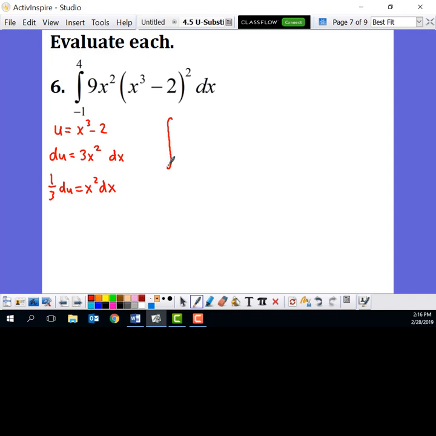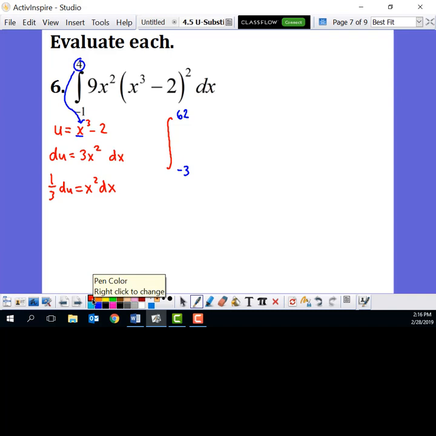I'm going to rewrite it in terms of u and du, and I'm also going to adjust the upper and the lower bounds. Okay, the upper bound I take 4, and I'm going to drop that in for x. So 4 to the third power is 64. 64 minus 2 gets me 62. To find the new lower bound, I'm going to take -1 and drop it in for x. So -1 to the third is -1. -1 minus 2 gives me -3. So there are my new upper and my new lower bounds.